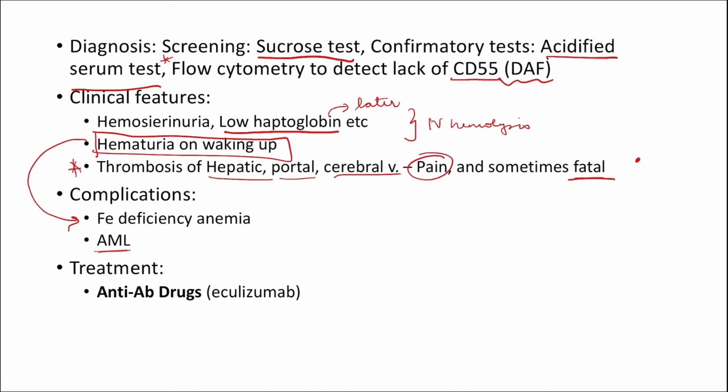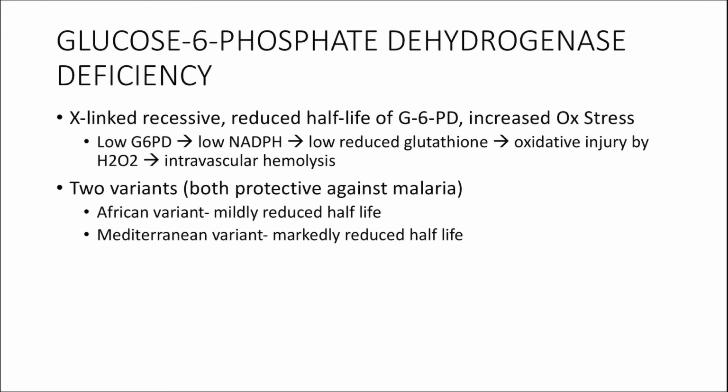And the treatment for this is you can just use an antibody drug, which is eculizumab. It's a monoclonal antibody. Next, we talk about glucose 6-phosphate dehydrogenase deficiency. This is an X-linked recessive disorder which causes a reduced half-life of G6PD, which then increases the oxidative stress.